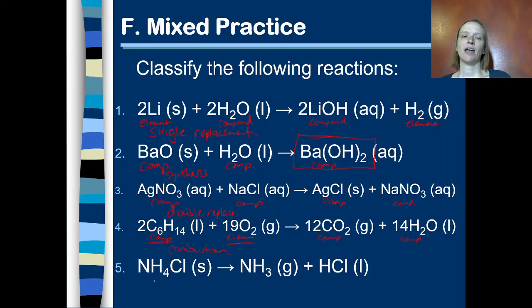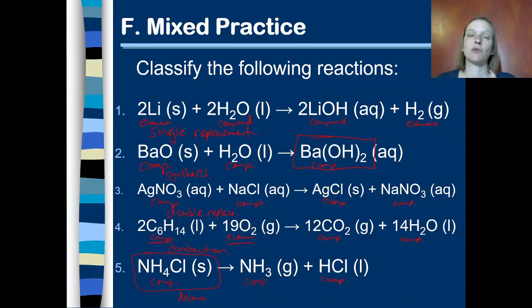For number 5, I have a compound and I produce a compound plus a compound. At first, this maybe seems confusing until you realize, wait a second, there's only one reactant. Therefore, this is the definition of a decomposition reaction. Now, this is not a decomposition reaction I would ask you to predict the products for because it's a complicated one where the products are compounds. I would only ask you to predict the product if the products were elements. Nevertheless, this is a decomposition reaction because we start with just one reactant.